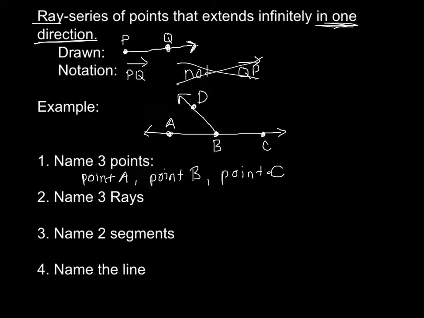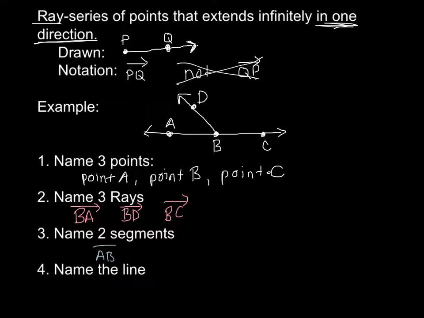So we have a ray right here from A to B. So I can say B, A, ray, right? Because it touches the A and then it goes on forever. Then I have B, D, ray, and a B, C, ray. So those are my 3 rays. Remember, we put them in order from the end of the segment to the ray, to where it goes on forever.